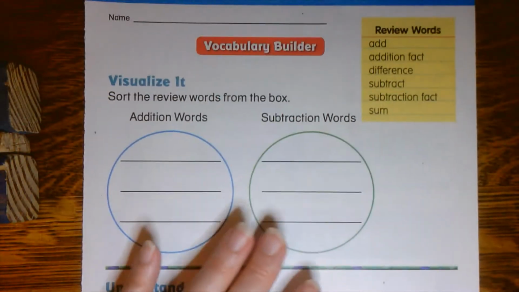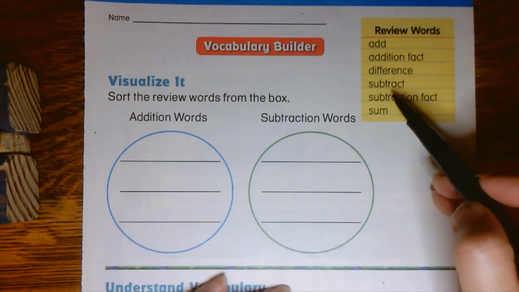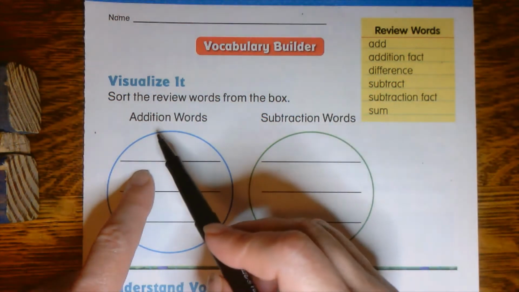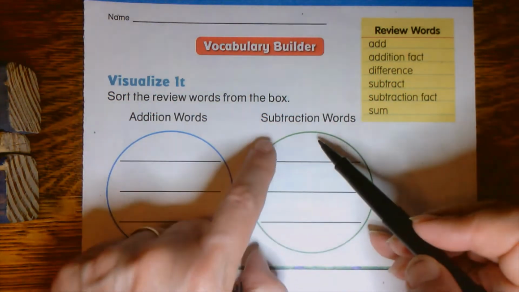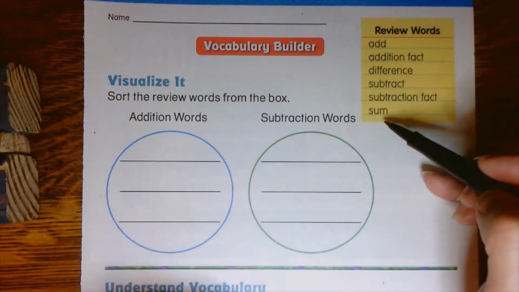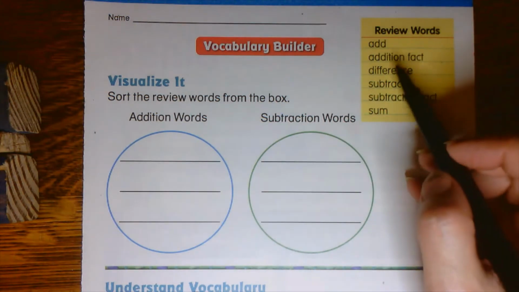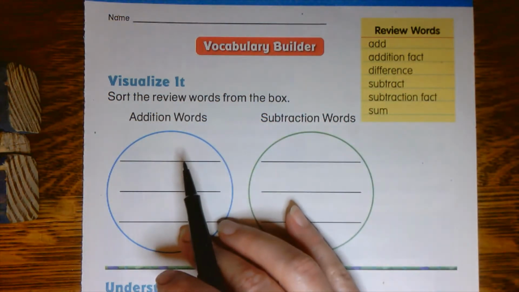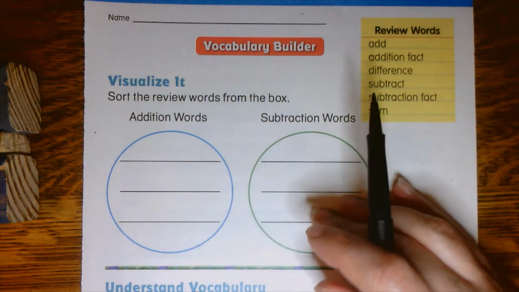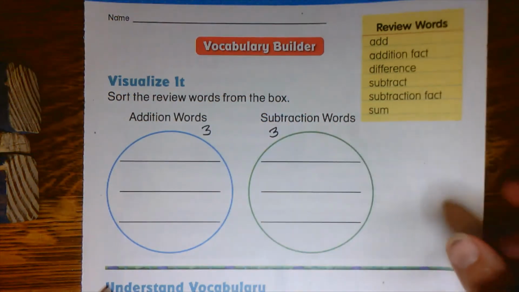All right, here is our review. Add, addition fact, difference, subtract, subtraction fact, and sum. So do you see this box under addition words with 3 lines and this box under subtraction words with 3 lines? You have 1, 2, 3, 4, 5, 6 review words. And of course here, even though they're 2 words, we treat that as 1 word. Same thing here. So go ahead and write these that have to do with addition over here, and these that have to do with subtraction over here. You're going to have 3 in the blue circle and 3 in the green circle.